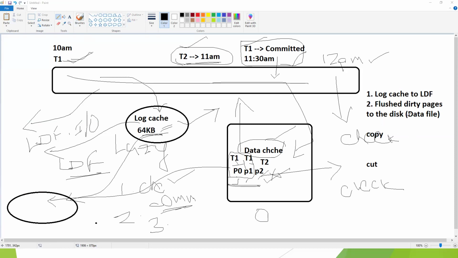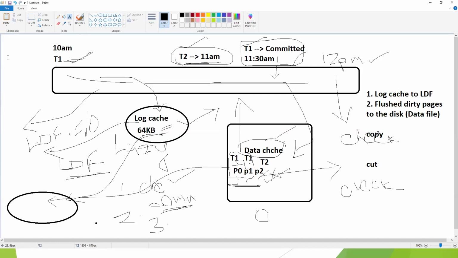That is what I was trying to explain. And you are correct, whatever you mentioned is correct. We are flushing every page that is in memory if a checkpoint happens. Either the transaction is committed or uncommitted, doesn't matter. So that is the checkpoint. How frequently, that all depends.